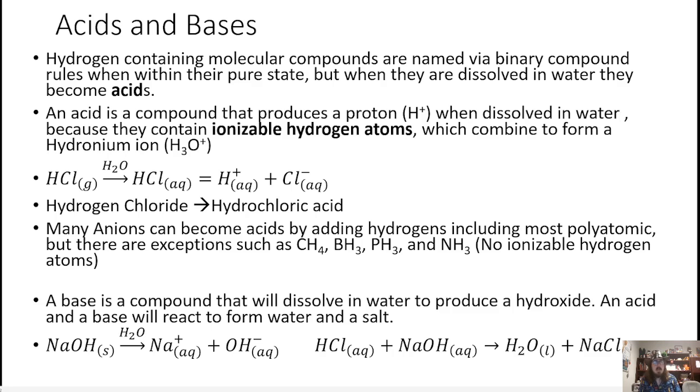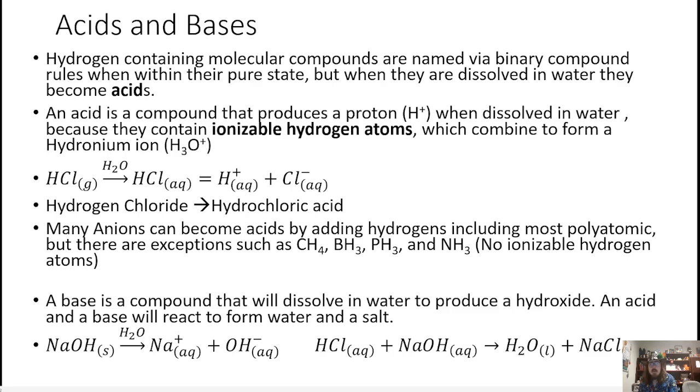So the basic reaction, if I take HCl gas, hydrogen chloride gas, and I dissolve this in water, it becomes hydrogen chloride aqueous, but it becomes an acid because it is capable of losing this hydrogen, and it no longer is called hydrogen chloride, but it's called hydrochloric acid.